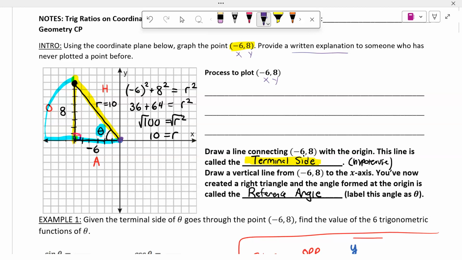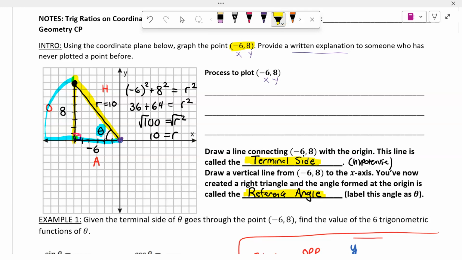So again, step one, just plot your point. Step two, you're going to create a right triangle by dropping an altitude and by drawing what we call the terminal side, which also becomes the hypotenuse of your right triangle, giving us reference angle theta. Now, at the moment, we don't know what that angle is, but of course, we could use trig to find it. But then again, that's not necessarily the point of this video. So that's a little bit of background: plotting points, terminal side, and this thing called the reference angle, or theta, the one we're referring to, which again will always be at the origin.